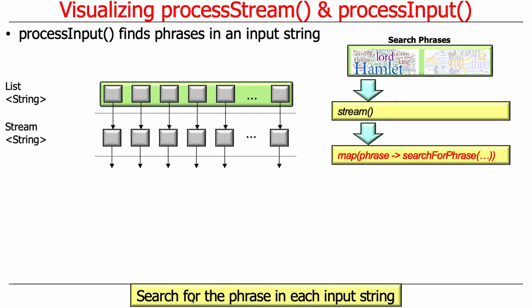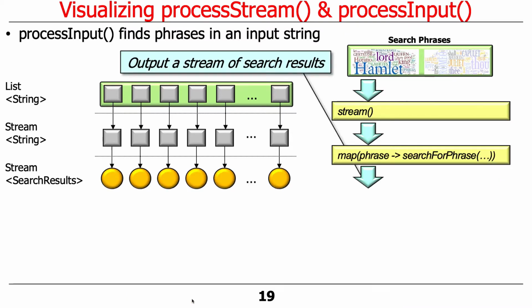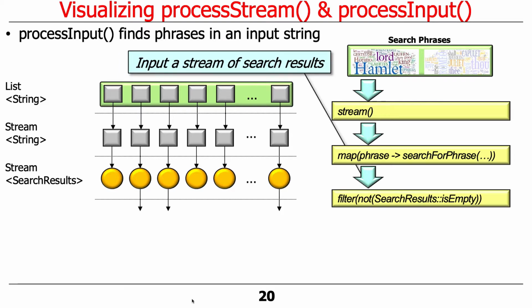And you can see here that map is going to have a lambda expression. And this lambda expression, as we'll see when we go into it in more detail in the implementation part, is going to search for the phrase in the given input string. So for every phrase in the stream, we're going to search for that phrase in the input string. Now, that is going to end up creating a stream of search results, one search result object for every phrase we search for in a given input string, a given work of Shakespeare.